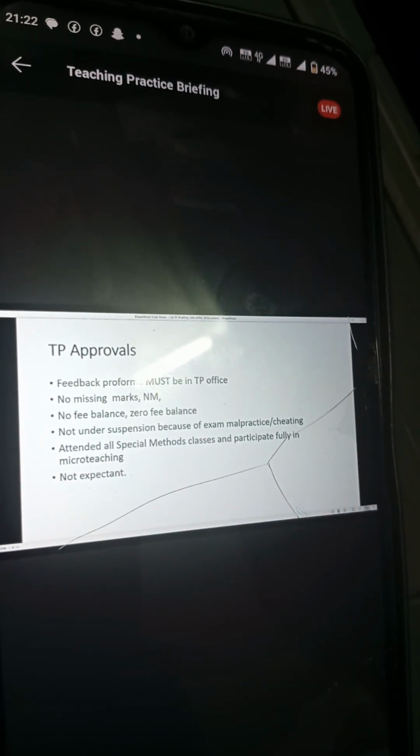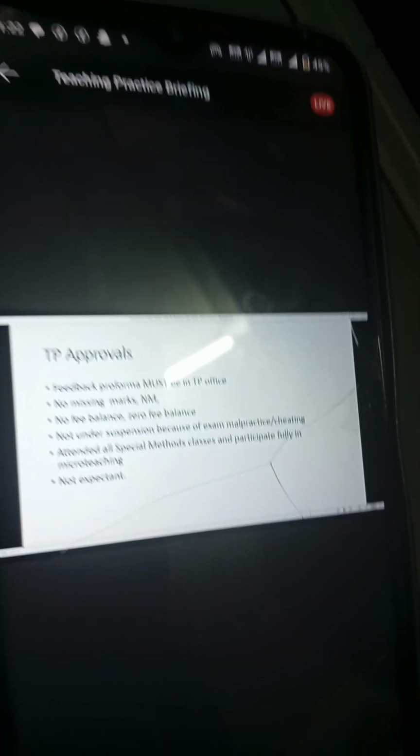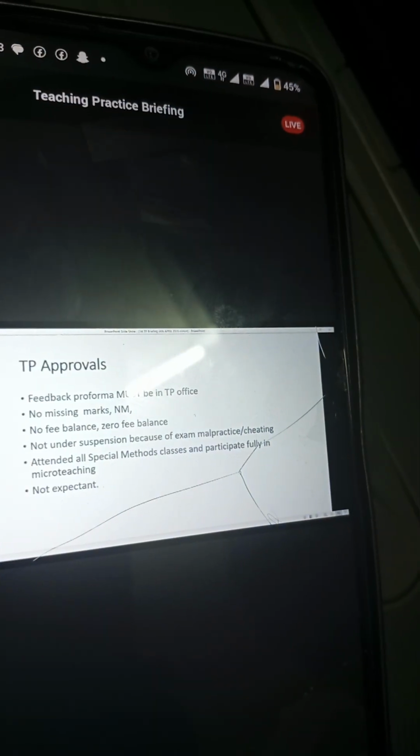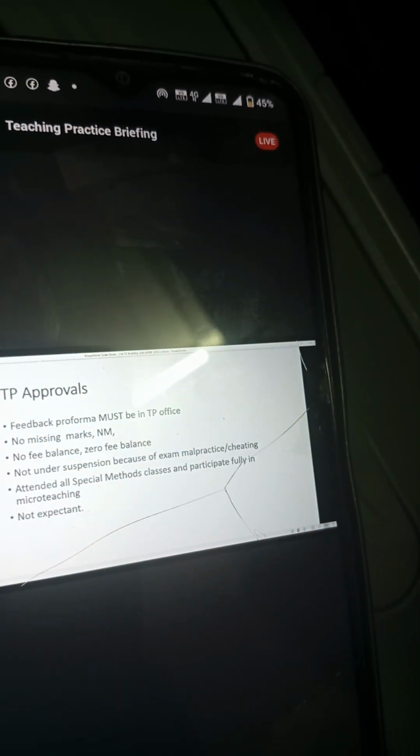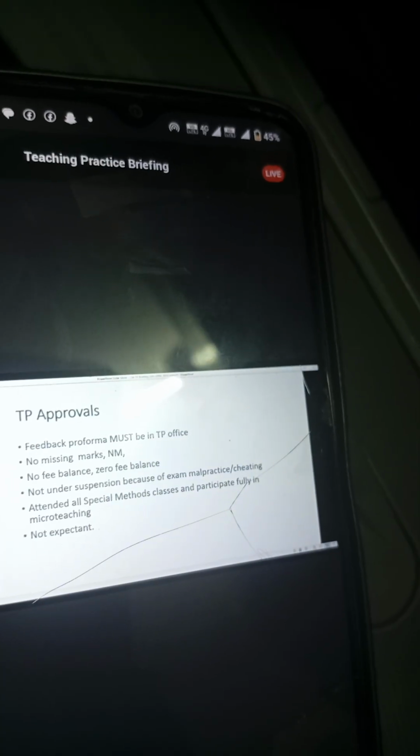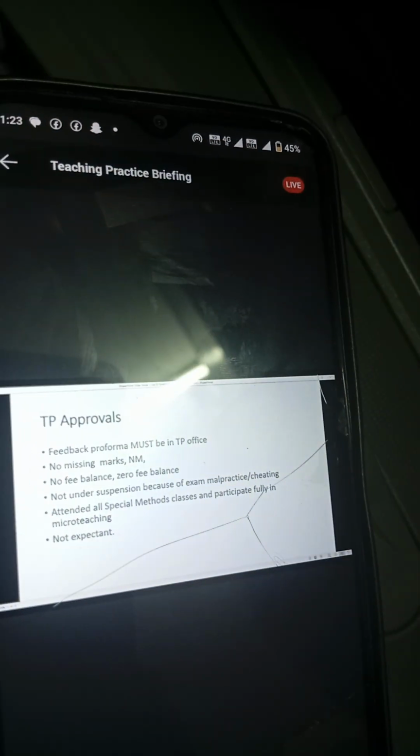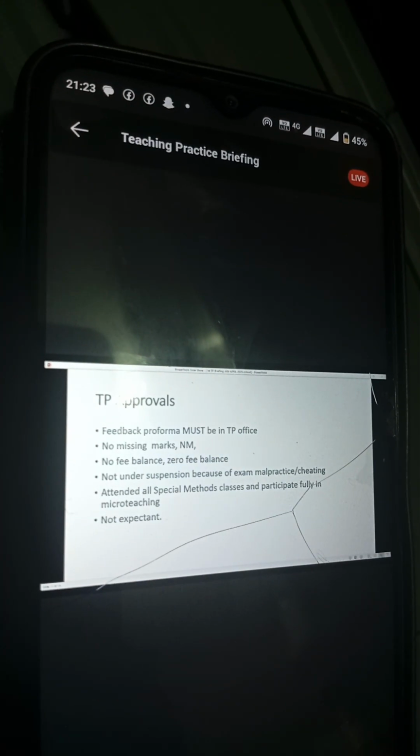Number 2, no missing marks. If you have missing marks for module 1, for module 2, we will not approve you till you have done that. In case you sneak through and by mistake we approve you and we discover, even if you have been assessed, the TP marks will be expunged because you went out when you were unqualified. So make sure no missing marks, no pending exam. That's when we approve you.